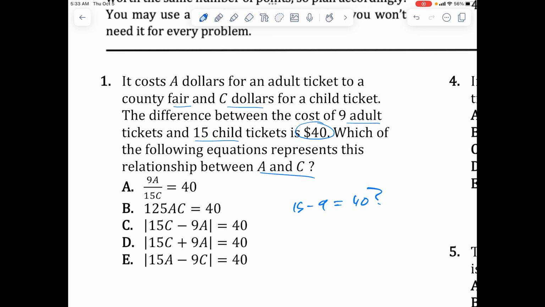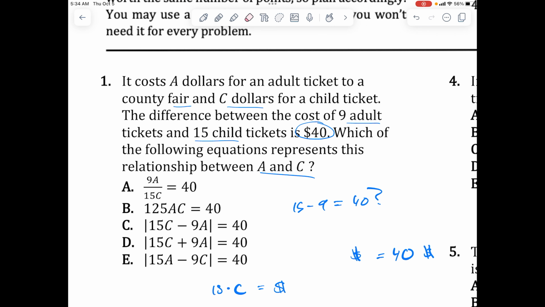Not really, because we're thinking this equation is in terms of cost. We need it to be in terms of cost. So something has to equal 40, as you see here. But the unit is dollars, and that means the unit on this side also has to be dollars. 15 is not dollars, and 9 is not dollars. But if I multiply 15 child tickets by the cost per child ticket, that's 15 times C. Let's say the cost is $7 per ticket. That ends up giving me a cost, right?